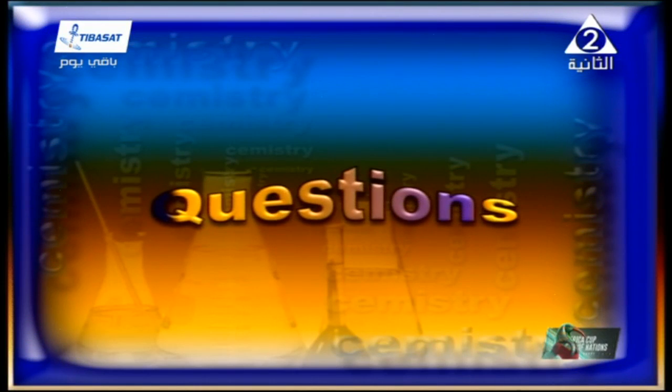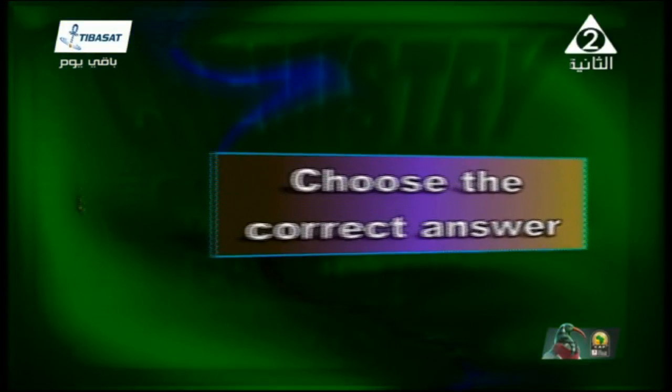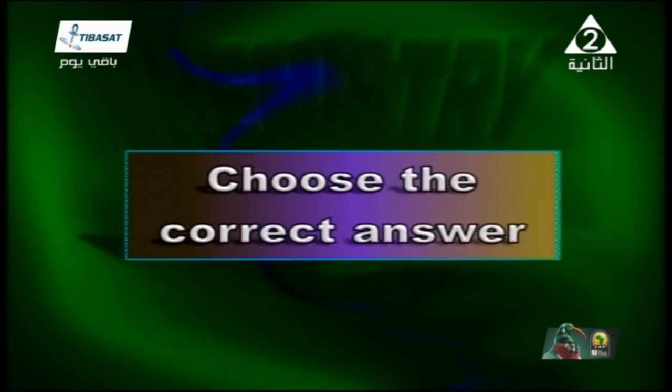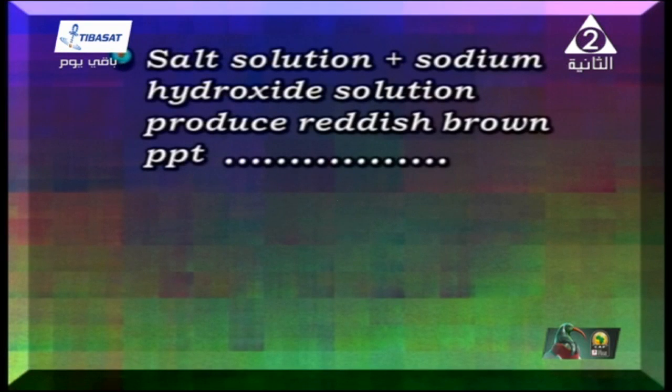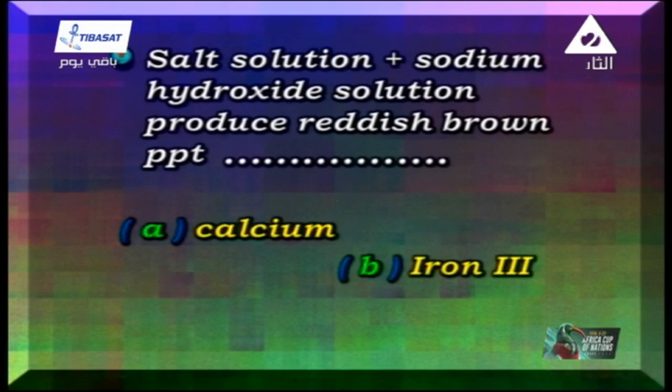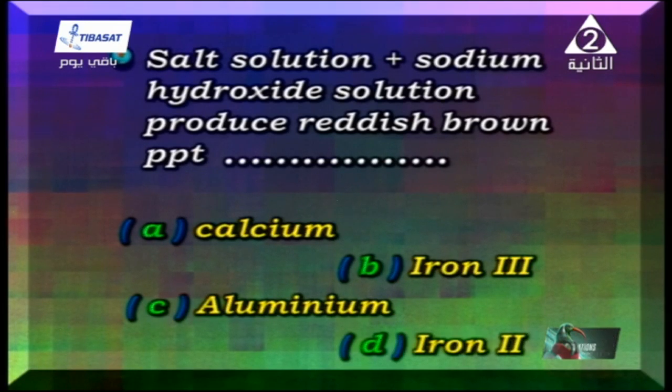Now, my dear students, we are going to discuss some questions. The first type of questions: choose the correct answer. Salt solution plus sodium hydroxide solution produces a reddish brown precipitate. Is it calcium, iron 3, aluminum, or iron 2? If you think about it, my dear student, yes, it will be iron 3, as the formation of iron 3 hydroxide, which is a reddish brown precipitate.